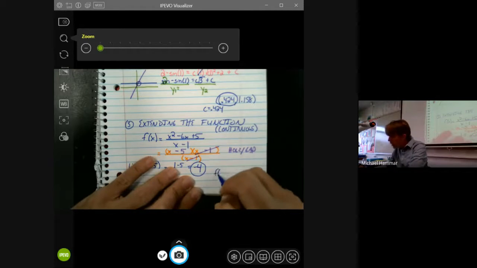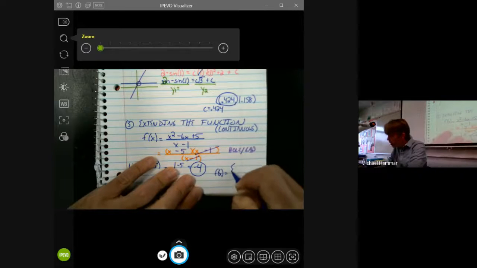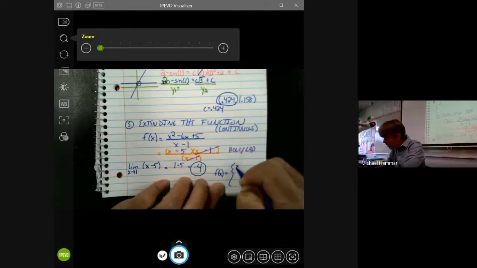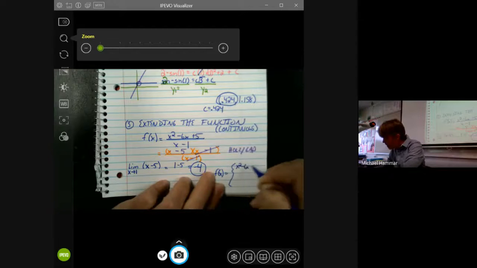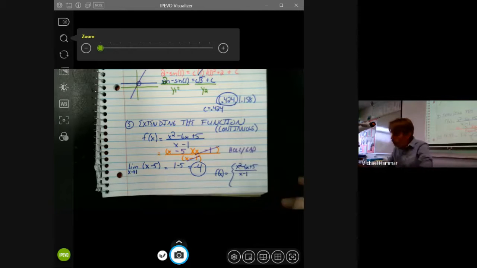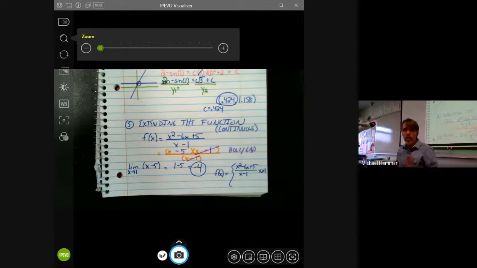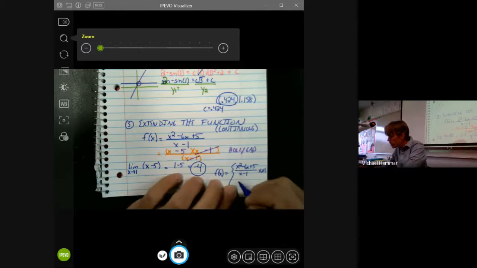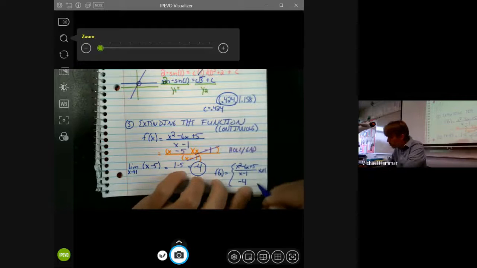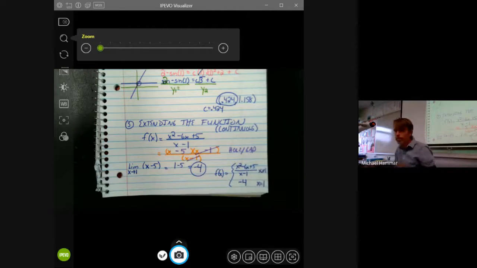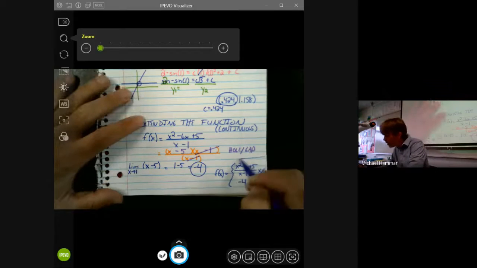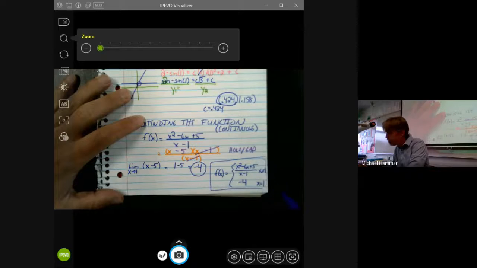So this is how we extend a function. What we do is we basically say we have the function x squared minus 6x plus 5 over x minus 1 for all values except x cannot equal 1. Okay? So we're telling ourselves everywhere else we're going to use this function. But we're also going to say at x equals 1, it will have the value of -4.